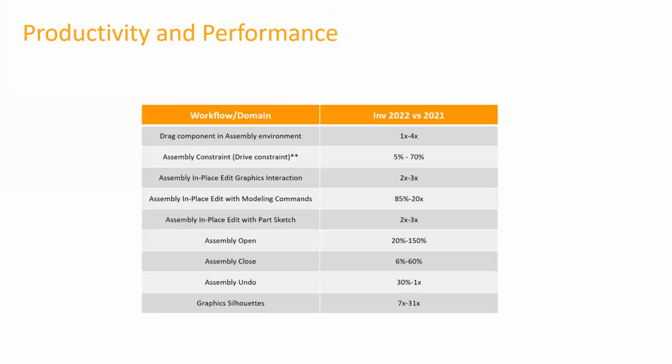I'm not going to go into detail, but just a quick look at the key performance data indexes. You can see quite a big performance jump improvement. The constraints, assembly open, close, the graphic silhouettes. And this is all for just one year release. This performance enhancement is more apparent if you switch from an older version of Inventor.